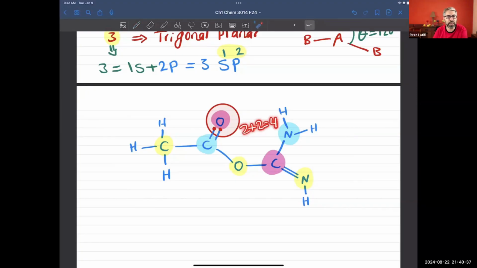How far are we from 8? We are 4 electrons far from 8. So what do I need to do? I need to add 2 lone pairs to oxygen.